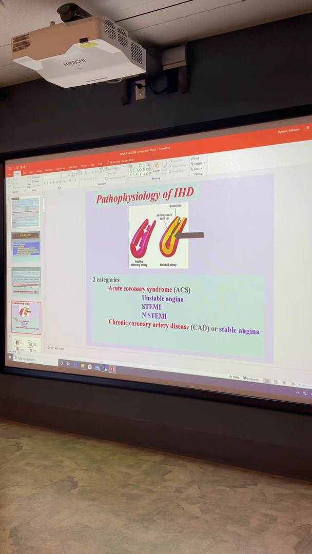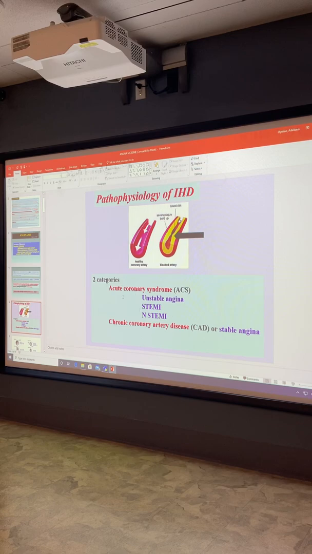There are two categories of ischemic heart disease. You have the acute one that you refer to as acute coronary syndrome, and we have the chronic one, which is called chronic coronary artery disease. So when it is acute, you just call it a syndrome. And when it is chronic, which is over a long time, you call it coronary artery disease.